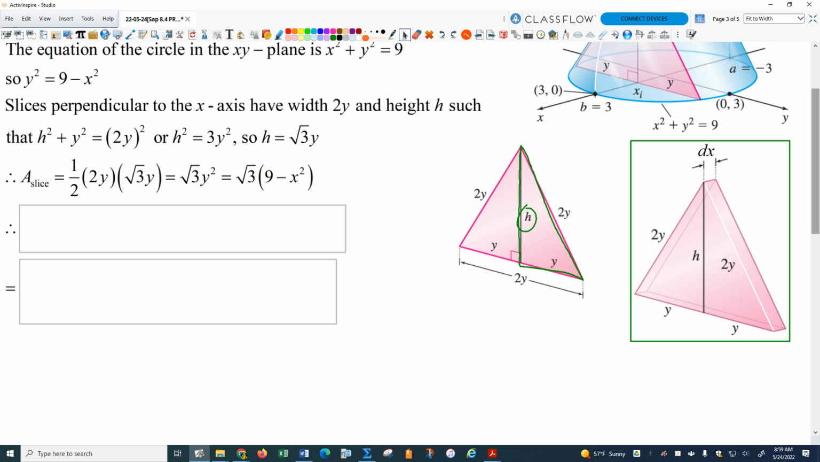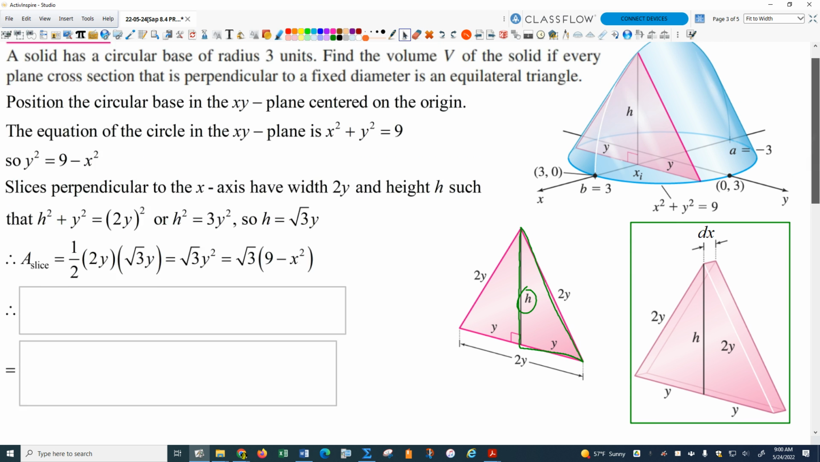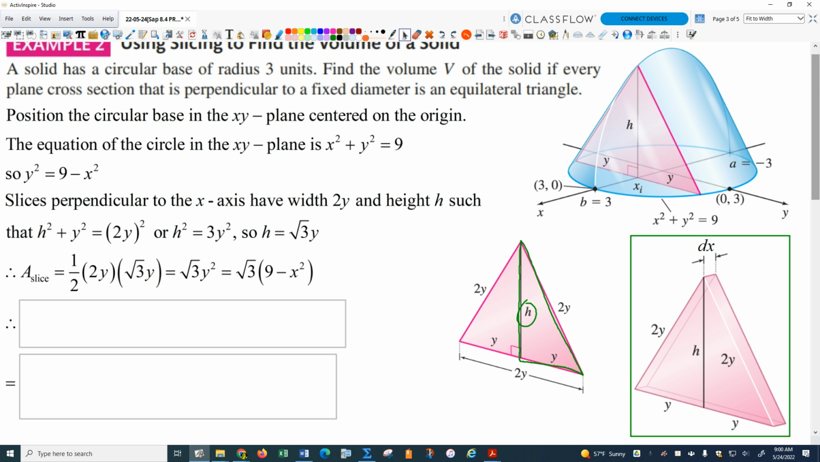And so the area then of an individual slice is just going to be, like we said, half the base, which is 2y, so that's just y times the height, which is square root of 3y, square root of 3y squared. We want to write this in terms of x's though, right? We want this as a function of x. That's easy to do because look at the relationship between x and y.